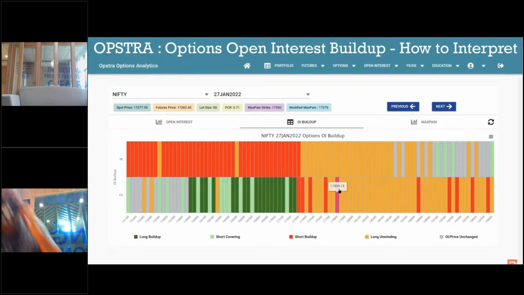Before we go to this explanation, you need to understand four things: long build-up, short covering, short build-up, and long unwind. What are they? Not all of you might know these things, so let's see what exactly they mean.